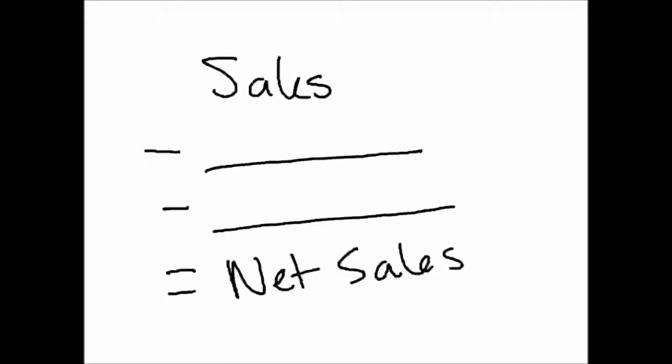Close. So you sell something. What are some things that can lower the value or bring your sales down? If you sell something, what can bring it down or reverse that? What's the opposite of making a sale? What's something that can reverse your sales? Returns. Good. Returns is one, and that is the reverse of sales, so that brings down your sales.